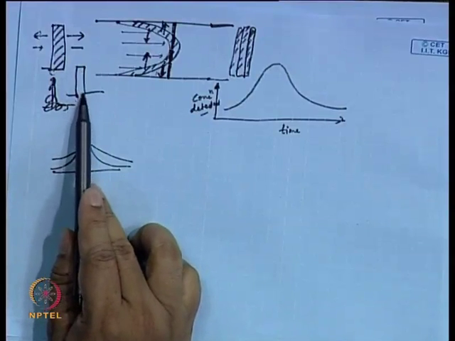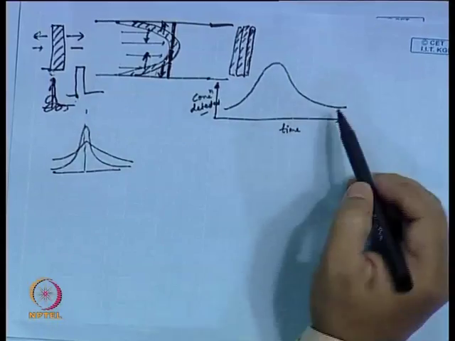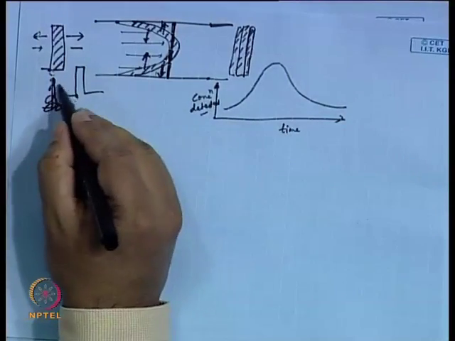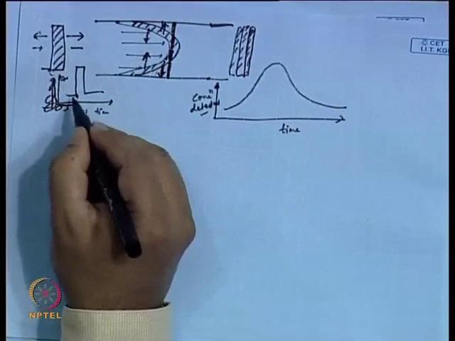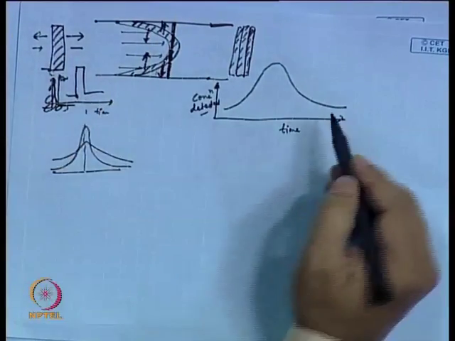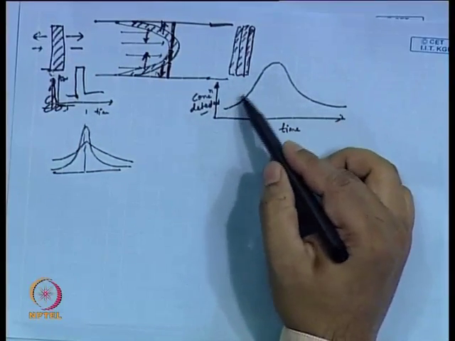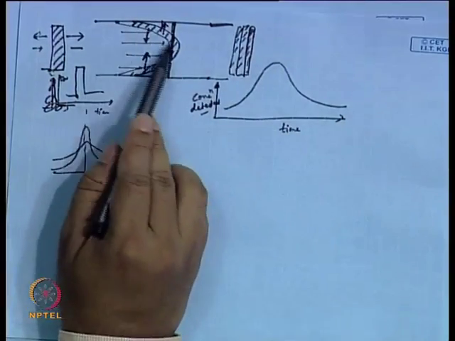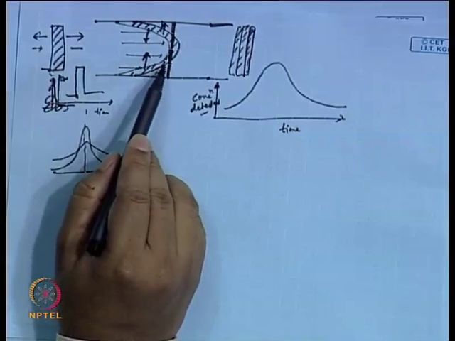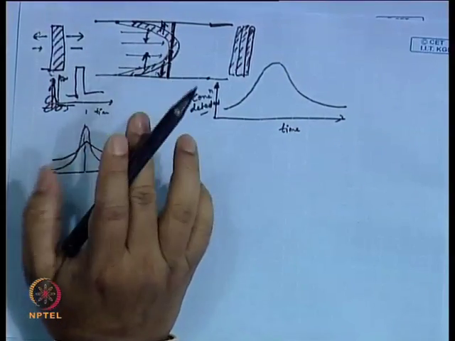If there is a pulse like this, you would have expected what is coming out. This pulse means this is the concentration and this is the time, so concentration versus time, there is a pulse. At the outlet also you should have received a concentration versus time as a pulse, but instead you are getting a broadened peak, and this broadening is taking place because of this parabolic velocity profile, even if the diffusion coefficient is not significant.